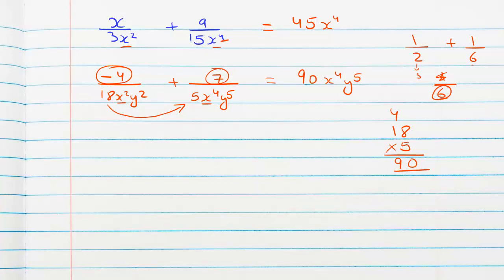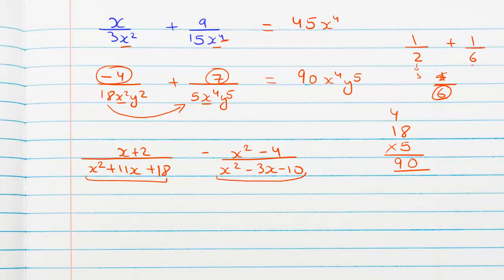And before we go, we will find, let's say, one more problem. And the problem is we have x plus 2 over x squared plus 11x plus 18, minus x squared minus 4 over x squared minus 3x minus 10. Wow, there are a lot of numbers over here. So just factor these two first, and then we will find a common denominator.